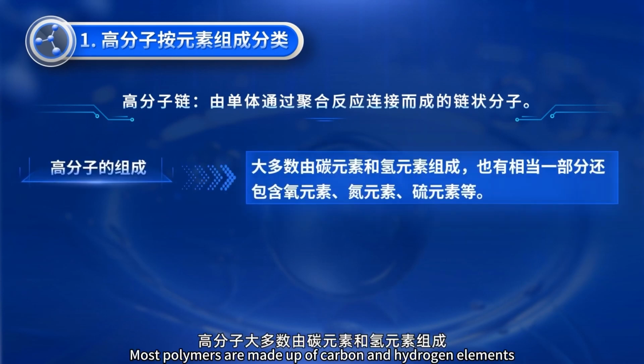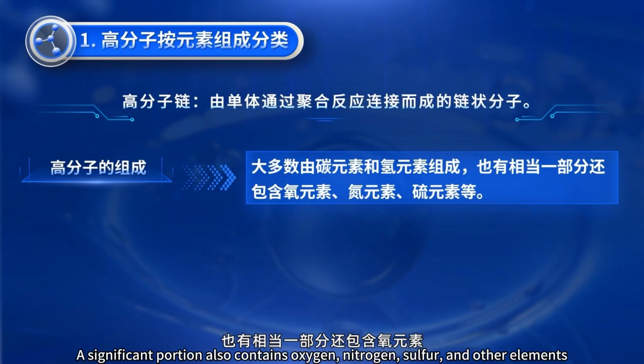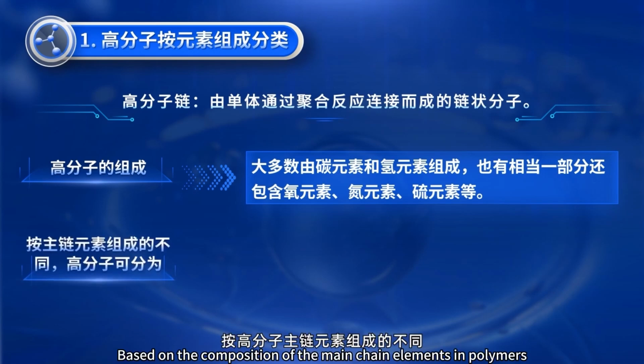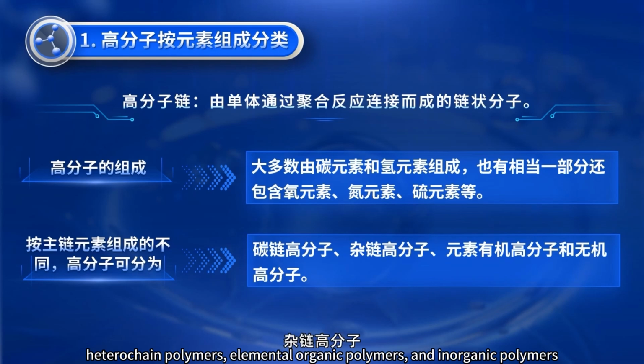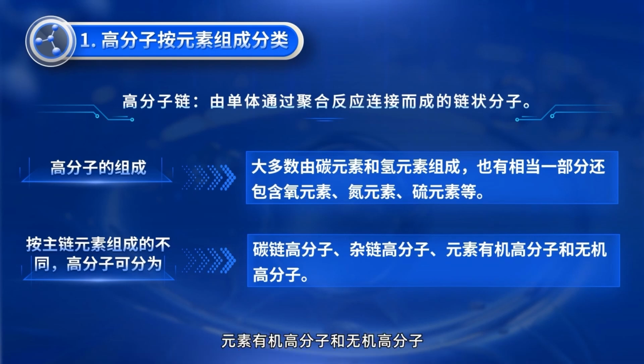Most polymers are made up of carbon and hydrogen elements. A significant portion also contains oxygen, nitrogen, sulfur, and other elements. Based on the composition of the main chain elements in polymers, polymers can be roughly divided into carbon chain polymers, heterochain polymers, elemental organic polymers, and inorganic polymers.